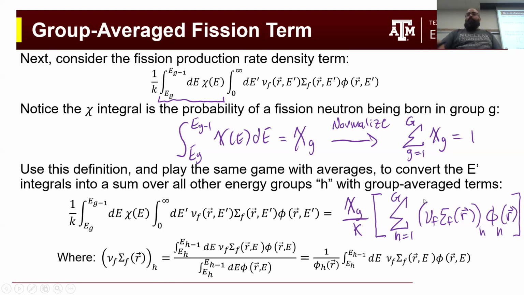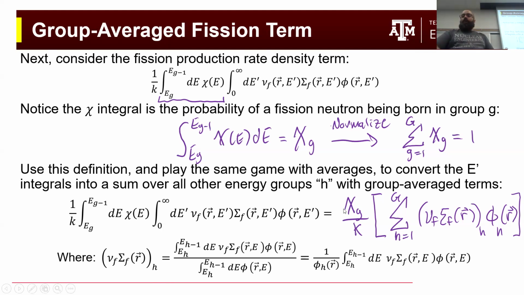So we have to keep track of two indexes, because group little g is the group that we're keeping track of. And we're saying we can have contributions into this little group from all other groups, little h.